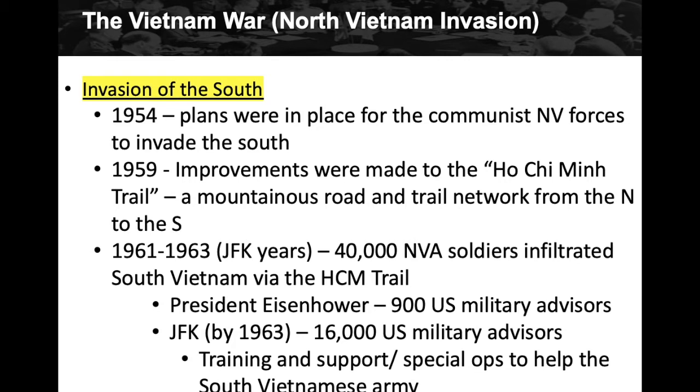1961 to 63 was the Kennedy years, and during that short time, 40,000 North Vietnamese Army soldiers infiltrated South Vietnam along the Ho Chi Minh Trail. So President Eisenhower sent 900 U.S. military advisors into South Vietnam. And then John F. Kennedy, by 1963, sent up to 16,000 U.S. military advisors, and they were to train and support and give special operations help to the South Vietnamese Army.